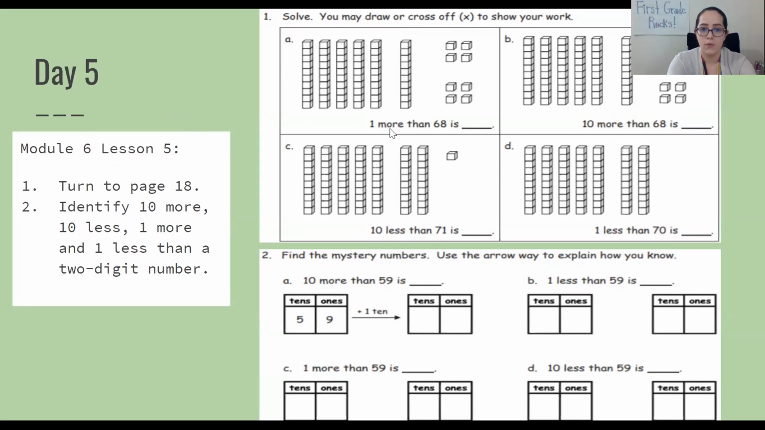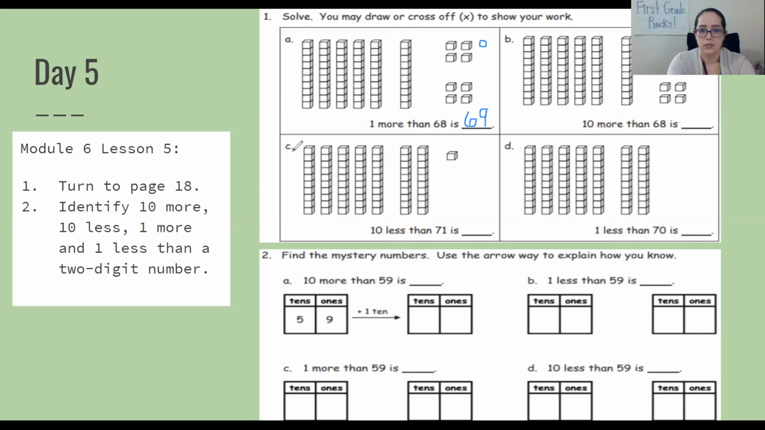It says 1 more than 68 is blank. So I need to draw 1 more. I'm just going to include it right here. Okay. So 10, 20, 30, 40, 50, 60, 61, 62, 63, 64, 65, 66, 67, 68, 69. 1 more than 68 is 69.